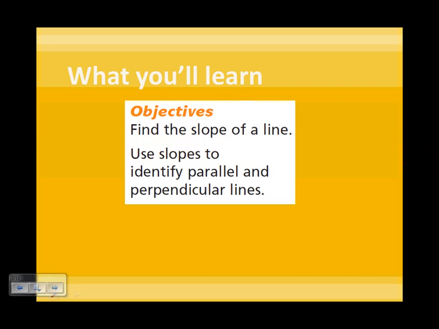The objectives for this particular section should look familiar. The first one is to find the slope of a line. That's something you practiced doing a lot in your previous course. And the second is to use the slopes to identify whether lines are parallel or perpendicular. And that's the connection to what we've been doing previously in the chapter.